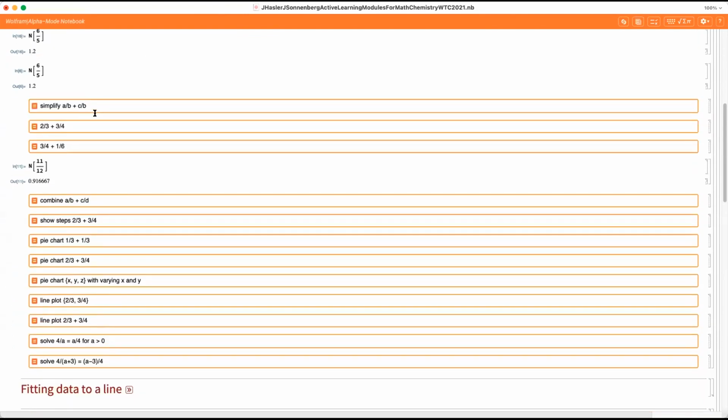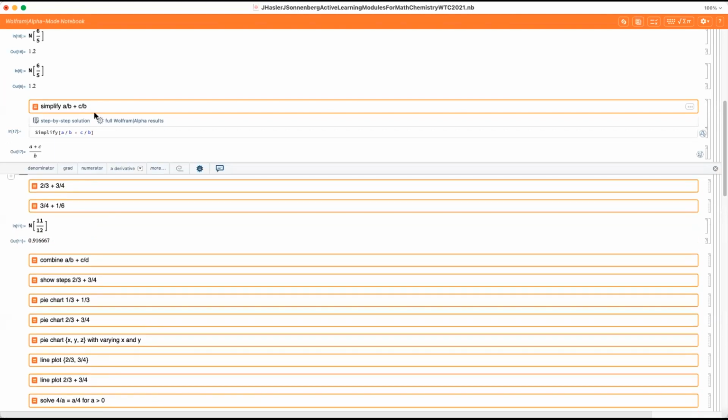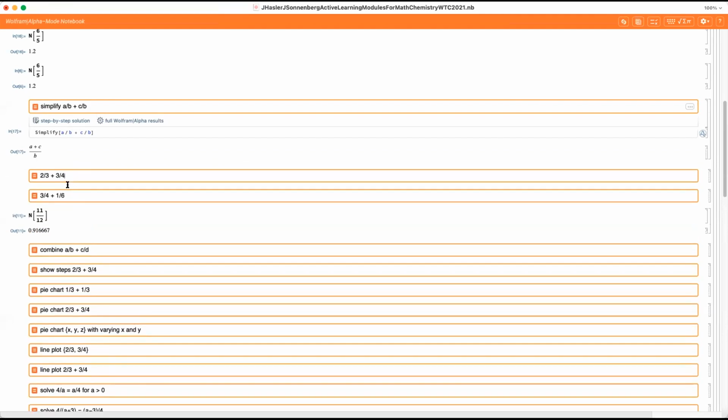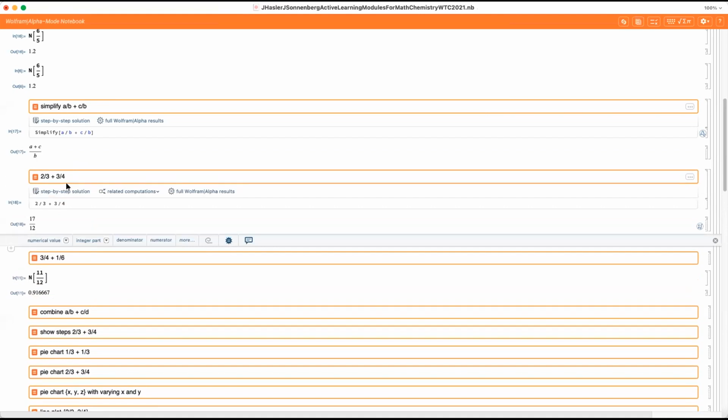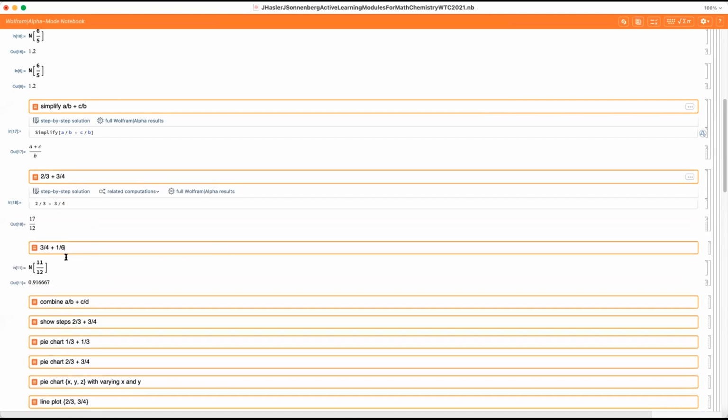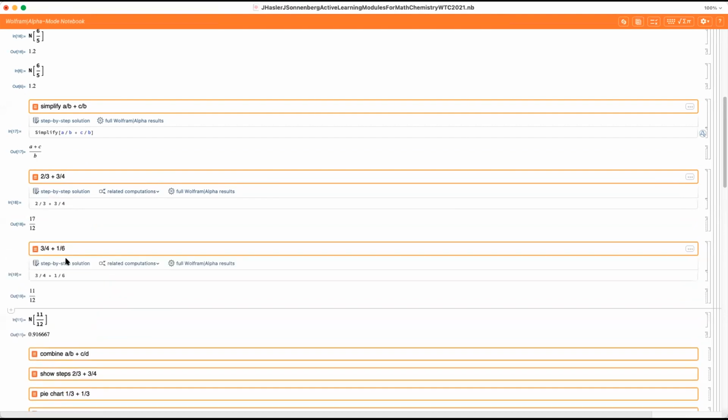We can also simplify fractions that are symbolic in nature. So we can do simplify a over b plus c over b. We find a plus c over b. We can do fractions with different denominators, 2/3 plus 3/4. We get 17/12. We can do another example, 3/4 plus 1/6.